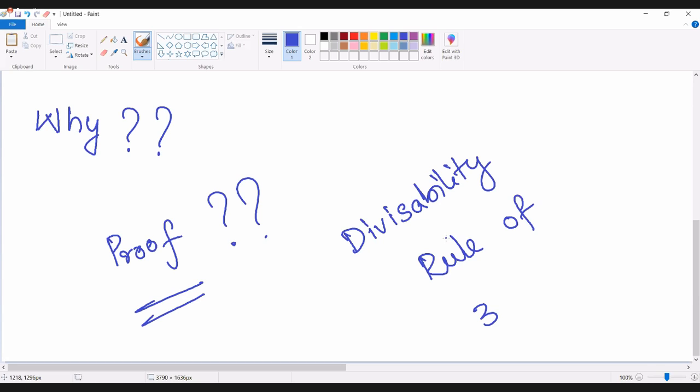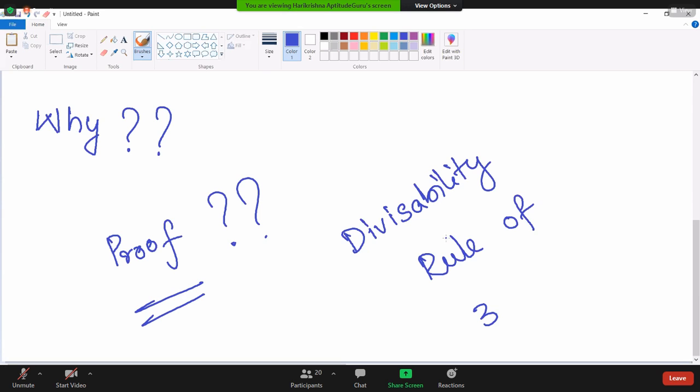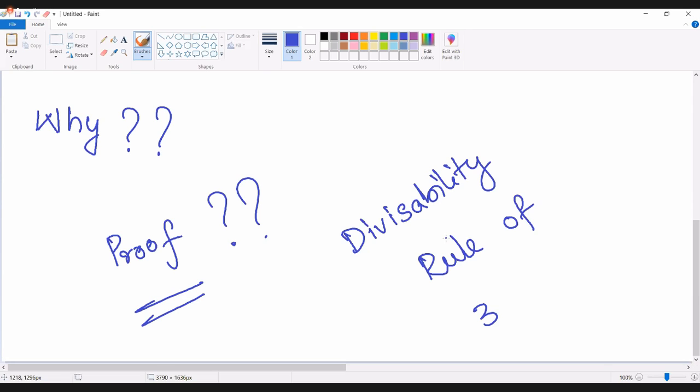All those things we'll discuss. Please try to solve this: why is the divisibility of 3 based on the sum of the digits? Try to solve this so that we can continue the session in the next class by discussing all the divisibility rules and the questions based on them.